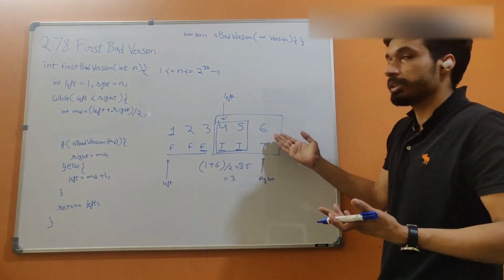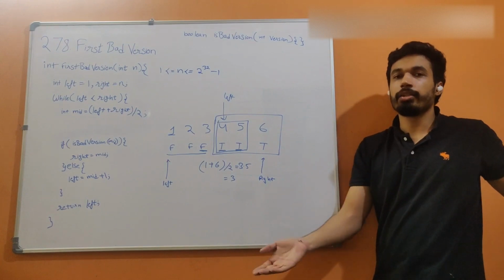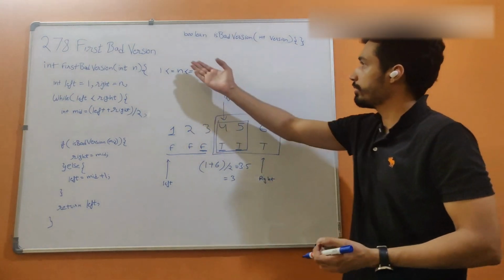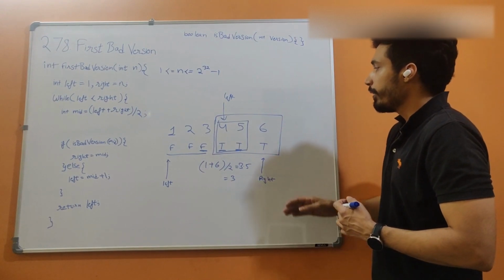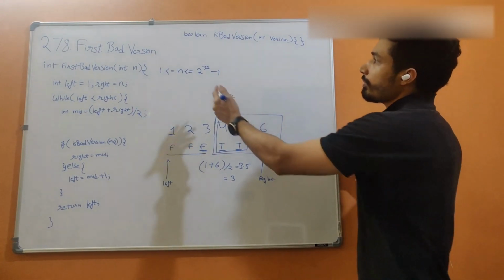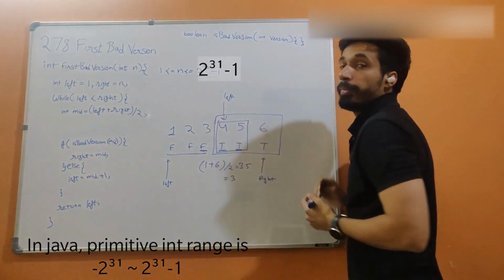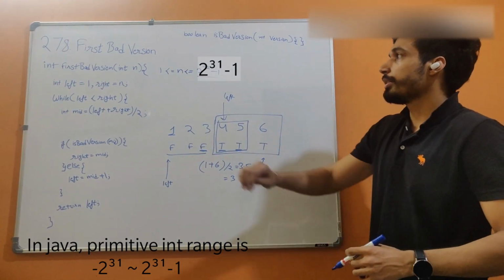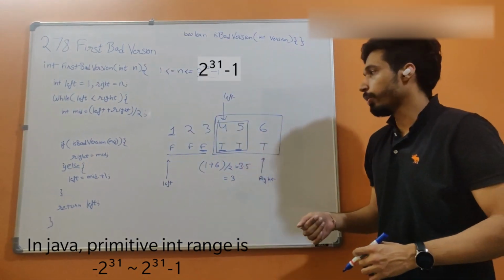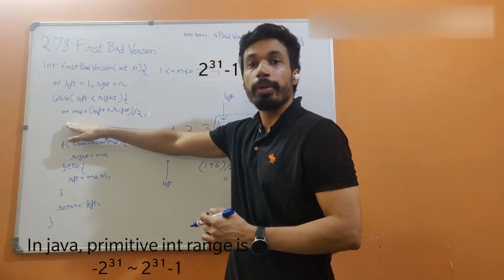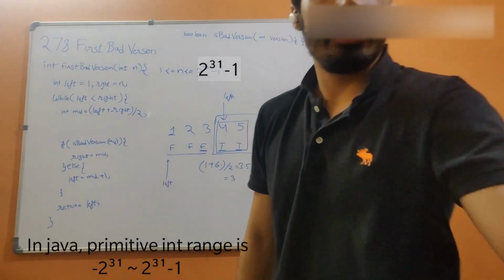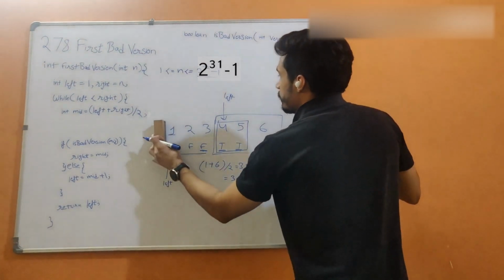So this program will run perfectly fine within this problem space. When our current version is just 3 or maybe just 10, 12, 200, it will work perfectly fine. But the issue is when we make our n the integer maximum value. Let's say our n is the integer maximum value, then what is going to happen when we find the mid value? So let me quickly write this.